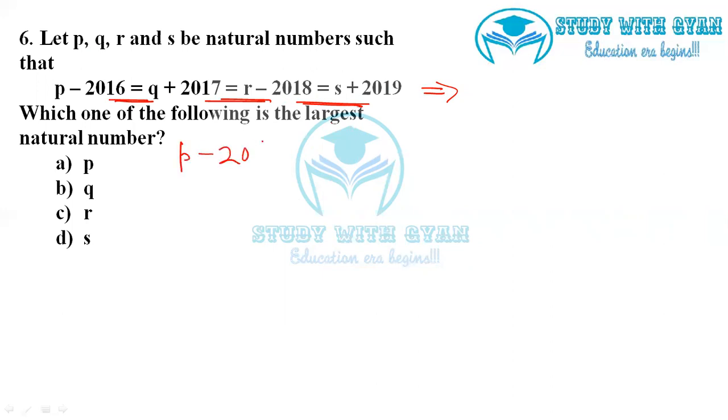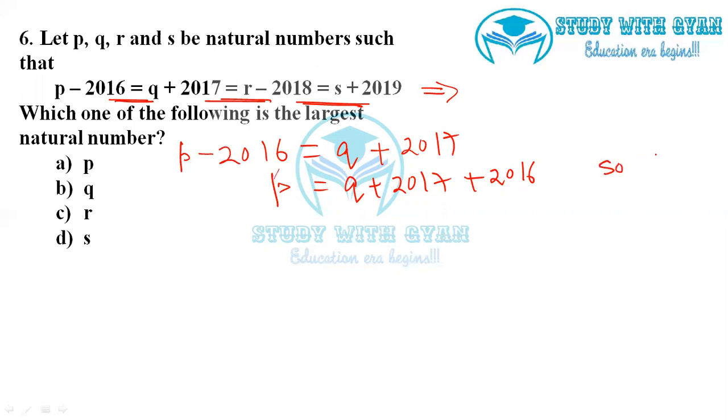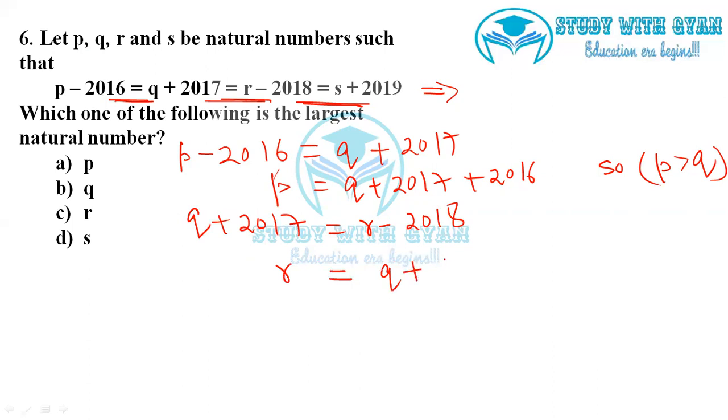When I pick P minus 2016 equals Q plus 2017, we simply get P equals Q plus 2017 plus 2016. That means we are adding more than 4,000 to the Q part for P, so you can say P is greater than Q from this statement. Again, when I take Q plus 2017 equals R minus 2018, I can say R equals Q plus 2017 plus 2018. So here I can say R is greater than Q.